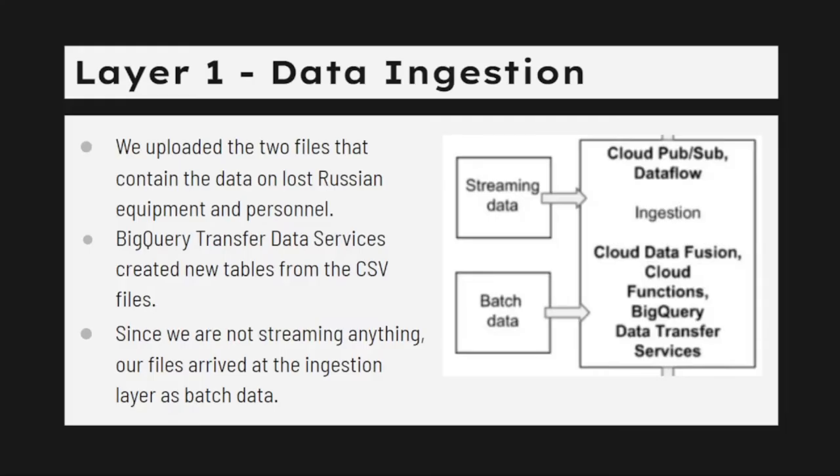For the first layer, data ingestion, there are 2 ways in which the Google Cloud Platform can ingest data. It's either through streaming data or batch data, and we as a group collectively wanted to focus on batch data. This is where we downloaded 2 CSV files from Kaggle, which focused on Russia's personnel and equipment loss from the current war between Russia and Ukraine.